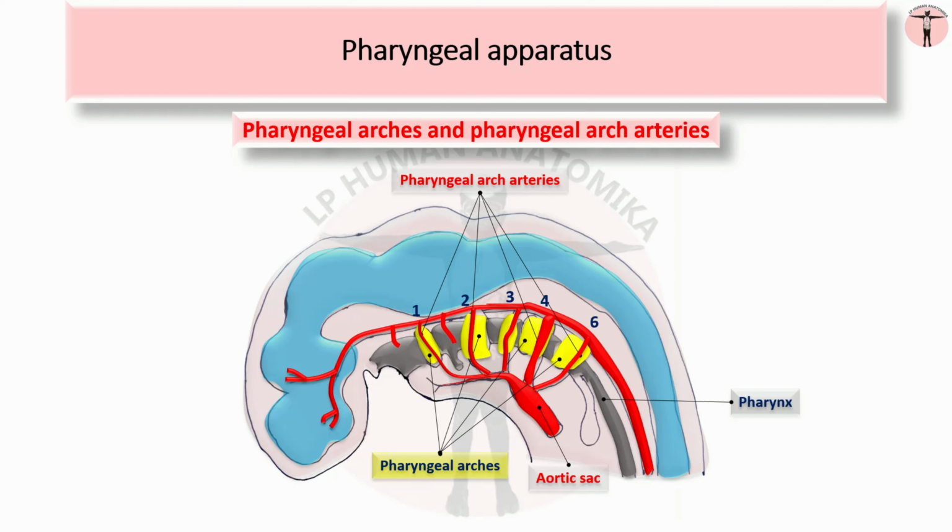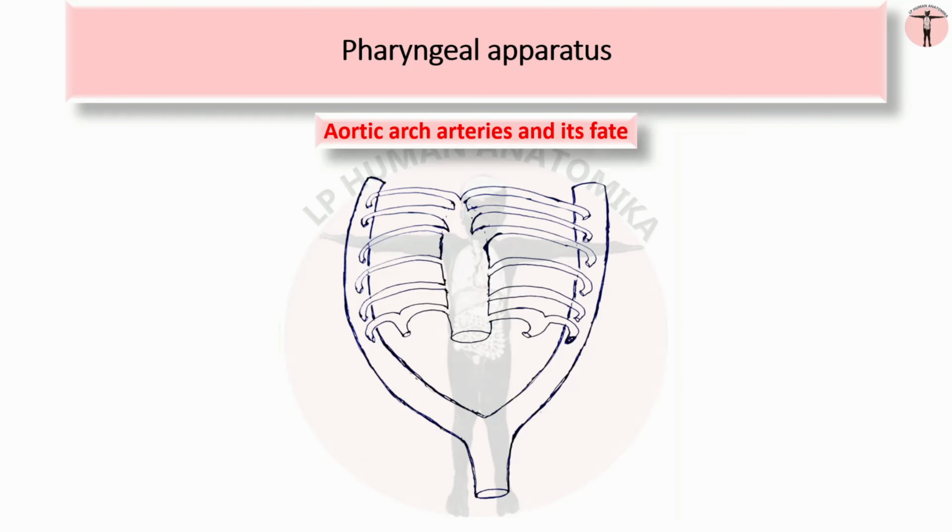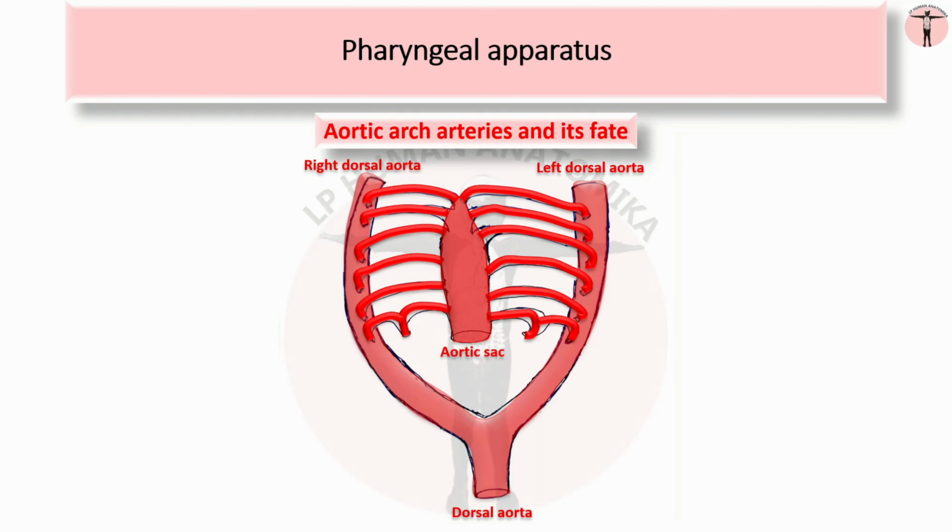Now let us take only the pharyngeal arch arteries and see its further development. The right and left dorsal aorta join with each other to form single dorsal aorta beyond the pharyngeal arches. The pharyngeal arch arteries arise from the aortic sac and join the right and left dorsal aorta respectively. The aortic arch arteries develop from cranial to caudal end and are numbered from 1 to 6 from cranial to caudal end. The fifth aortic arch artery might not develop, or even if it develops, it regresses very early.